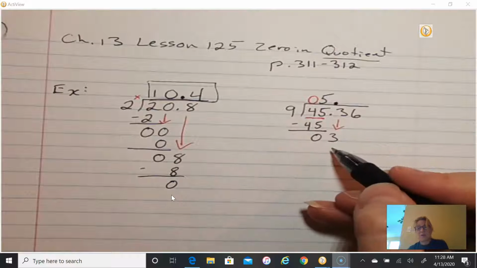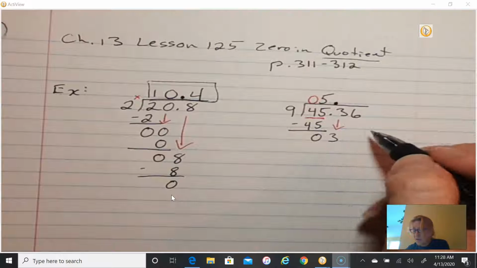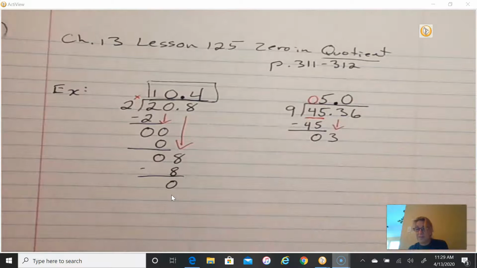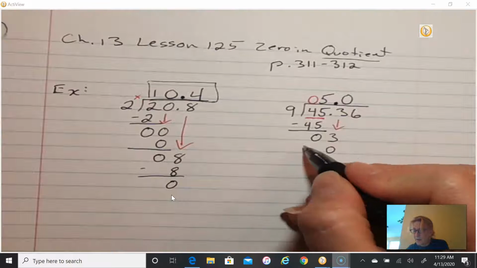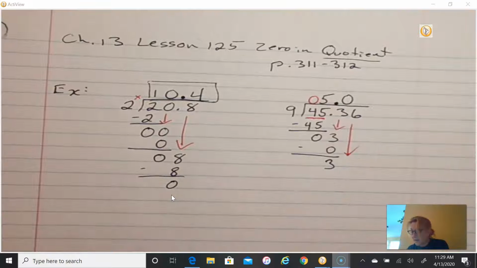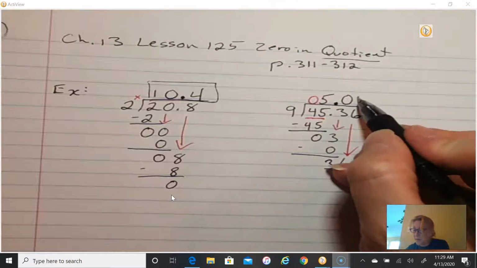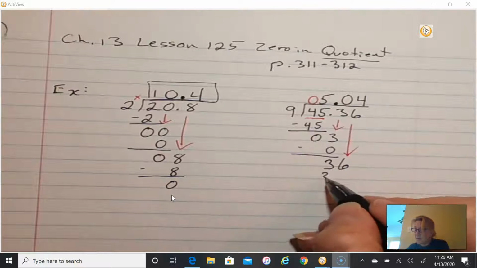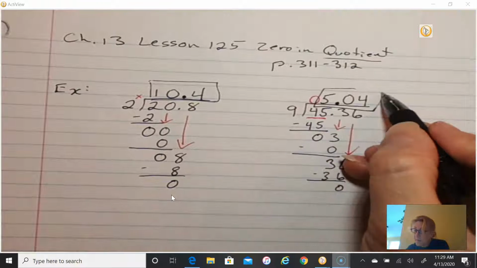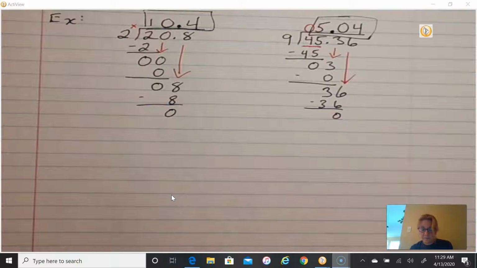How many times 9 go into 3? 0 times. 9 can't go into 3. So you don't just bring down a 6, you must put the 0 over the 3. 0 times 9 is 0. Subtract, you get 3. Now you bring down your 6. And 9 goes into 36 4 times. 4 times 9, 36. Subtract, you get 0. We're done. Okay. Let's do a few more.